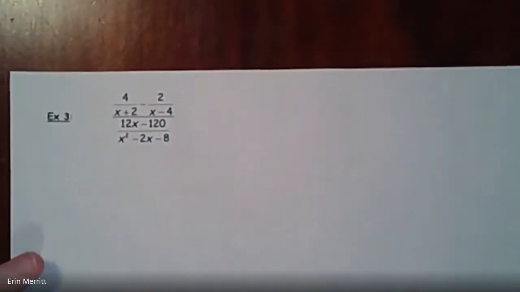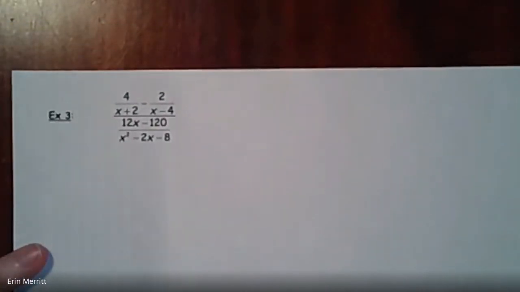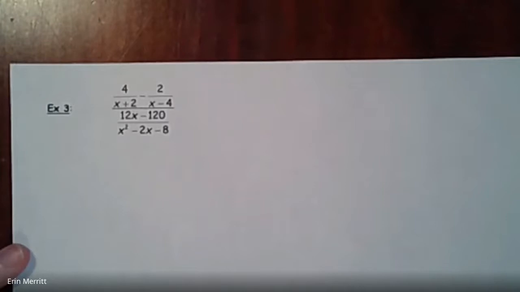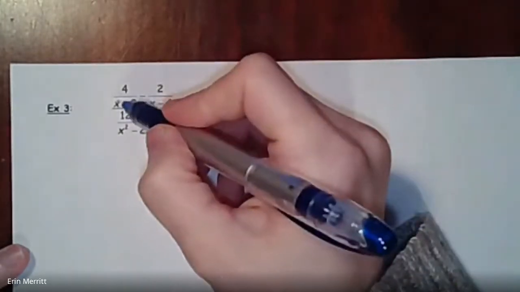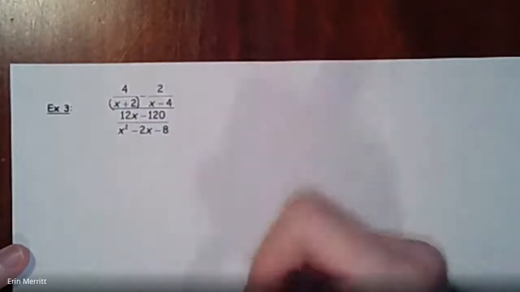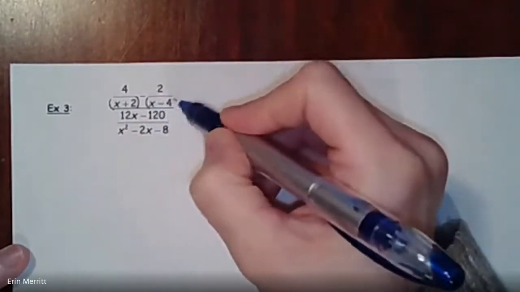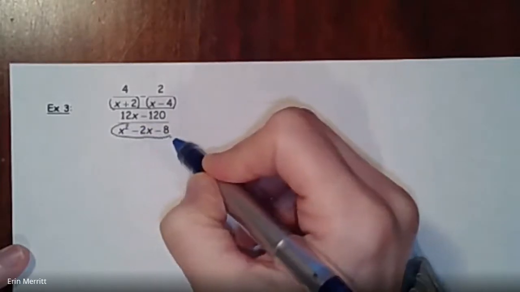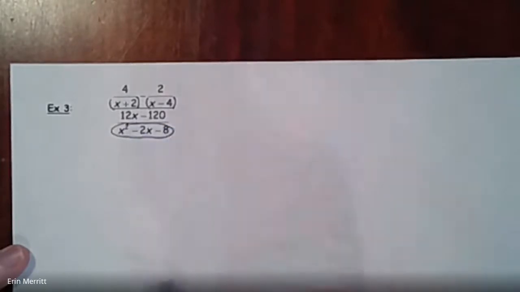For the 2 back here, now it's a little bit different because the denominators aren't just single expressions. They're polynomials. So when you look at the denominators here, we have x plus 2. I'm going to put a little parenthesis around that. Here we have x minus 4. Same thing. And then here we have x squared minus 2x minus 8.